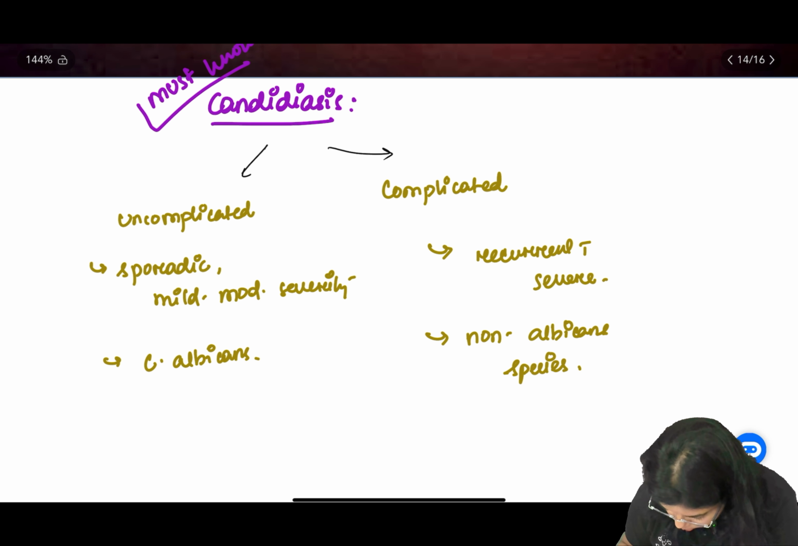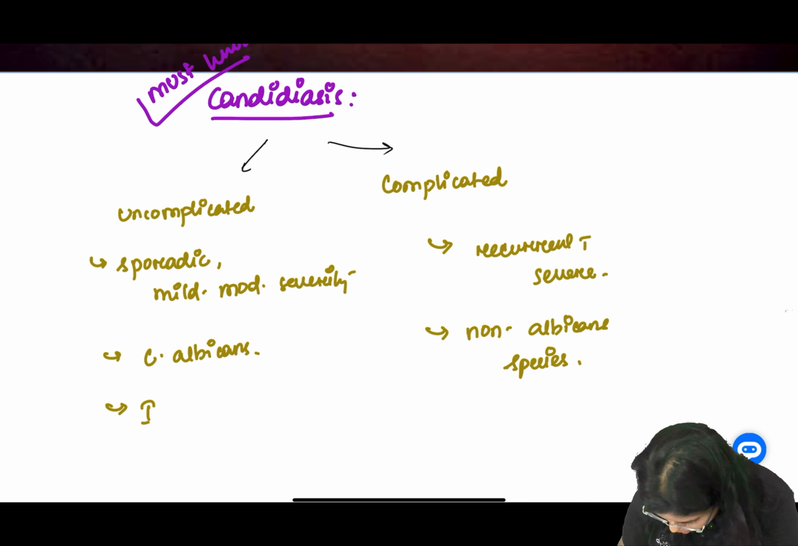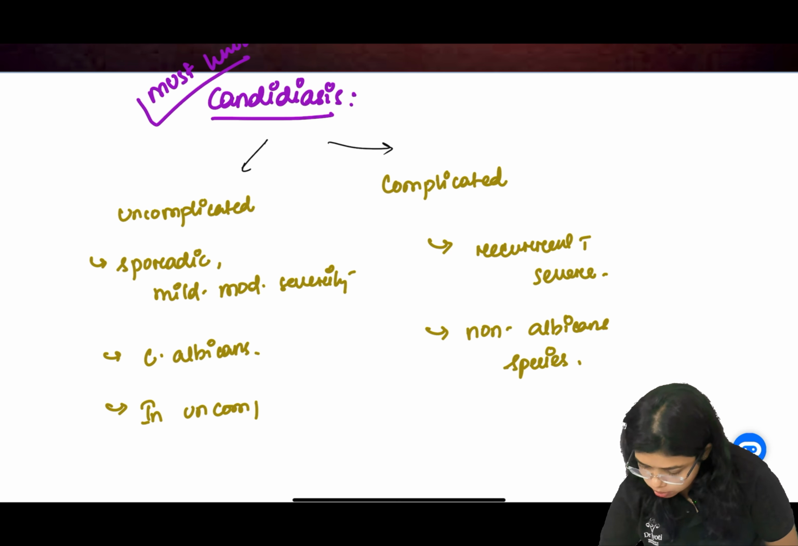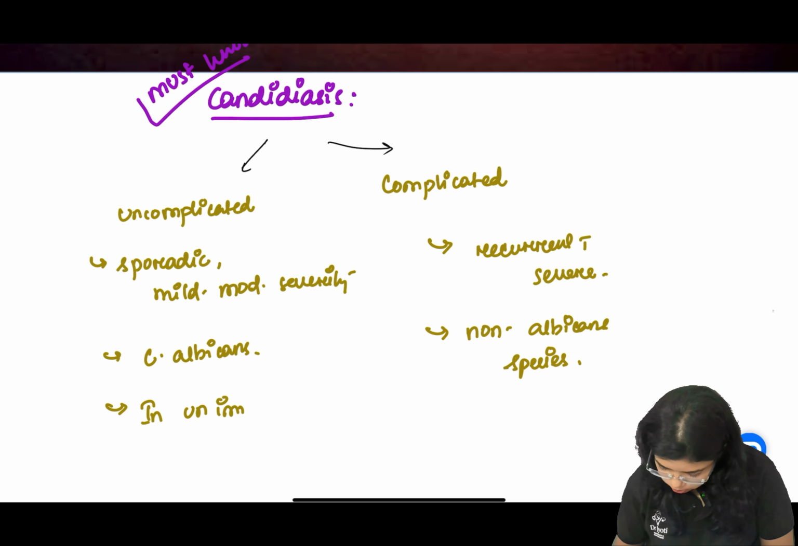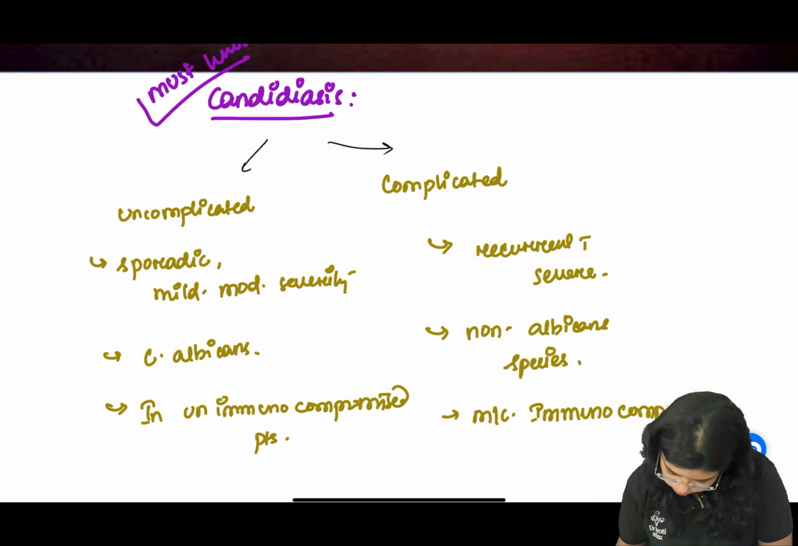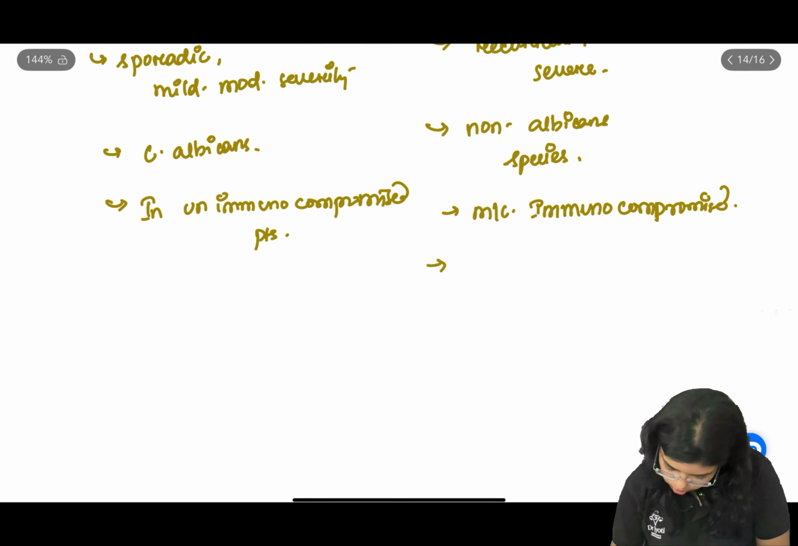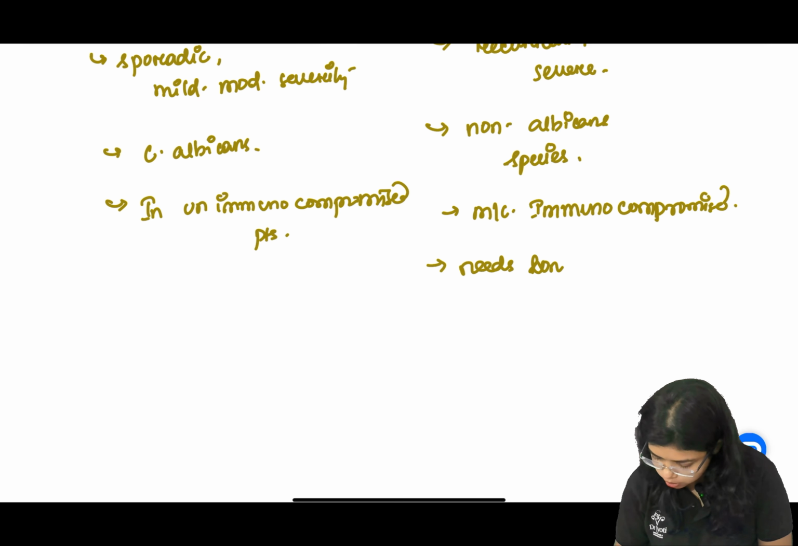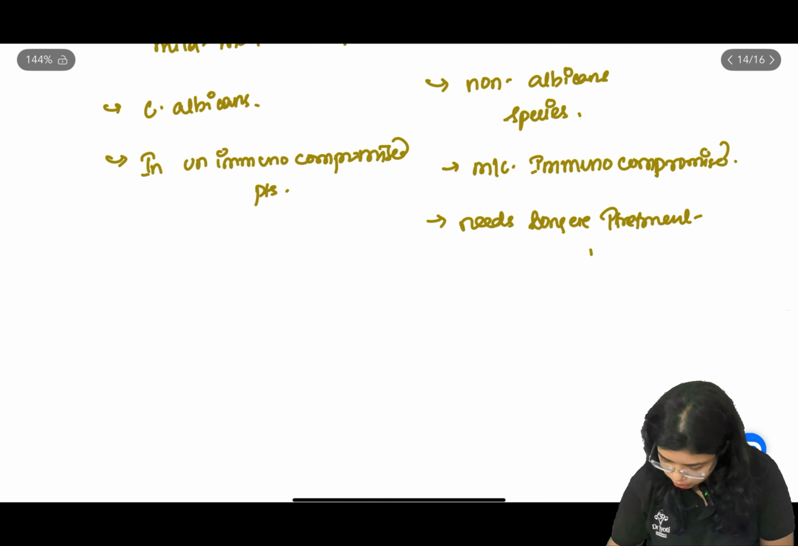Uncomplicated candidiasis occurs in immunocompetent patients, whereas complicated candidiasis most commonly occurs in immunocompromised patients, and needs longer treatment. Longer treatment is 7 to 14 days.